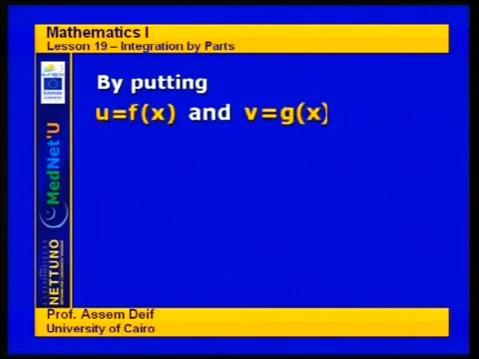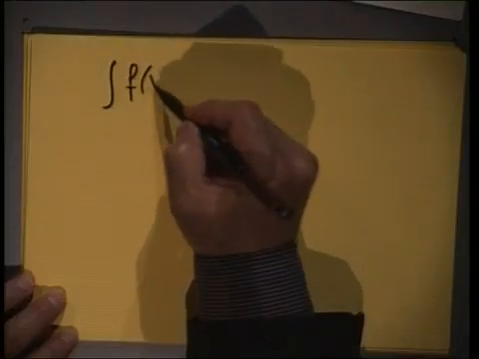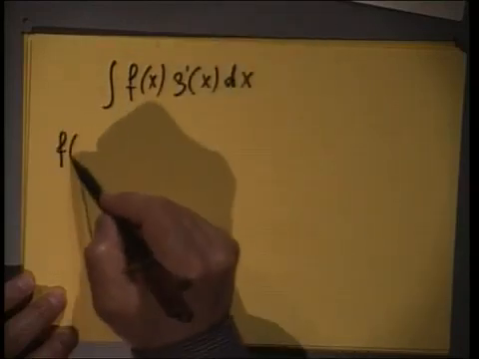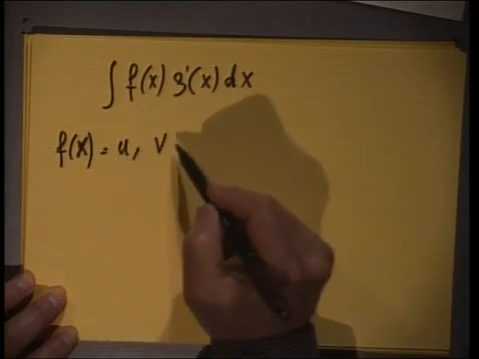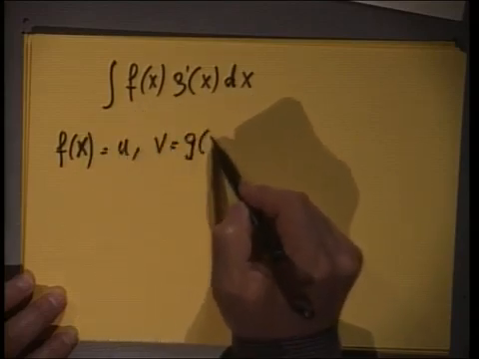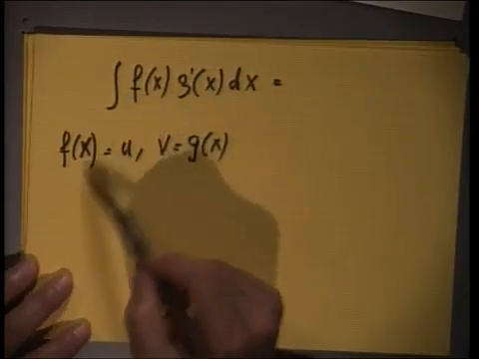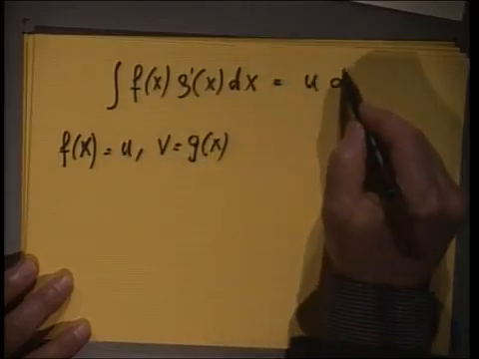But in fact, you may put it in a much simpler way, thanks again to Leibniz. Leibniz said that for the integral of f of x times g dash of x, if you take f of x equal to u, and v of x equal to g of x, then in fact, what you have here becomes what? This becomes u dv, because dv is equal to g prime x dx. So in fact, this becomes u dv.